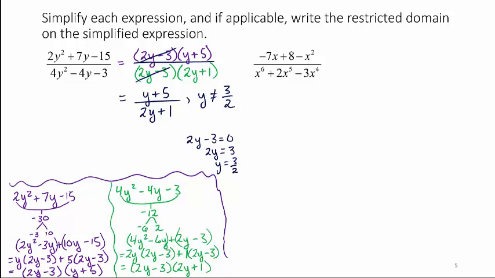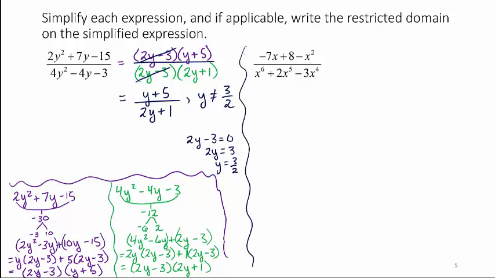Okay, so sometimes you need to do that. If it's just a linear factor with a leading coefficient of 1, it's easy to see what's going to make that 0. Sometimes you've got to set it equal to 0 and solve that. Okay, so our final simplification here is y plus 5 over 2y plus 1, where y cannot be 3 halves. Okay. Now, let's look at this other one.